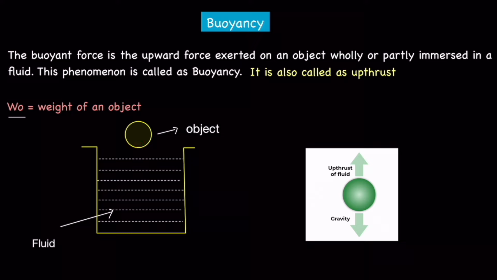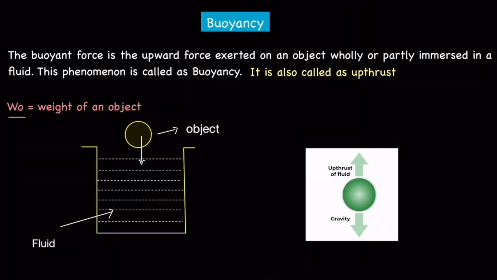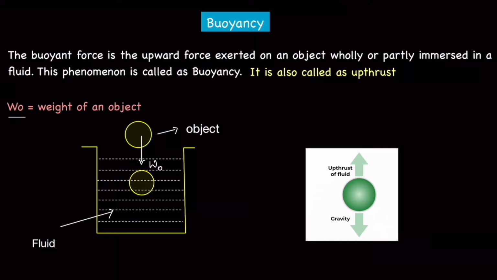We know that if it is an object, it must have a gravitational force acting on it. Due to that we have the weight of the body, which we represent as W naught. When this object reaches the surface or somewhere inside, the liquid will oppose this motion. They will oppose the gravitational force acting on the body and apply an upward force, because every body wants to remain stable. When we disturb it due to some external force, they are ready to oppose it. So the force applied by the liquid in the upward direction is called the buoyant force.